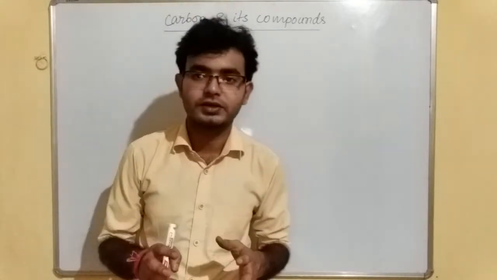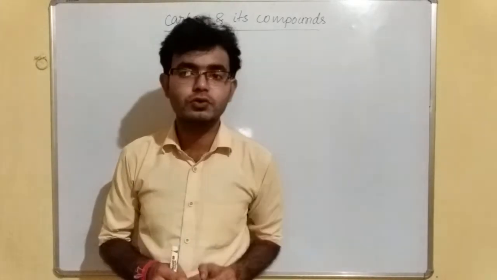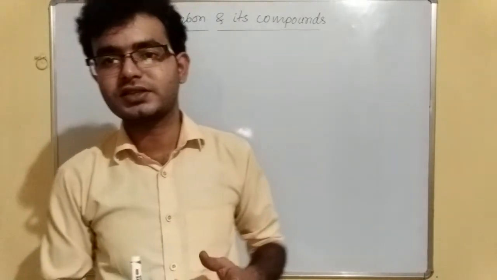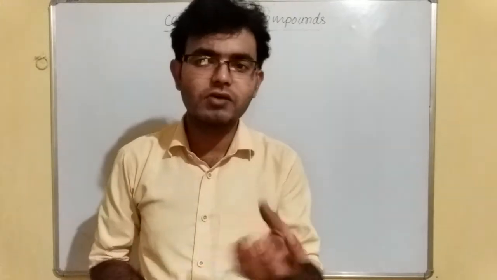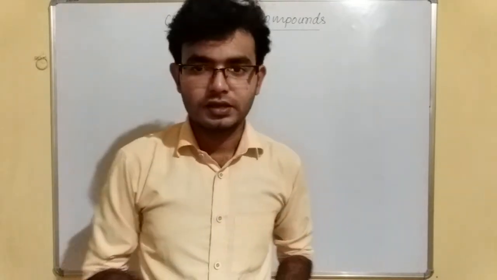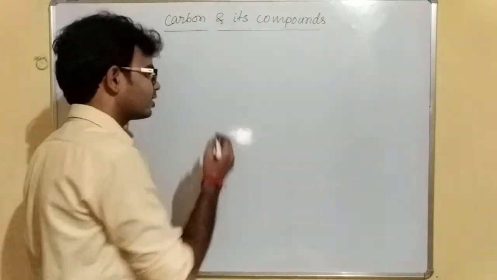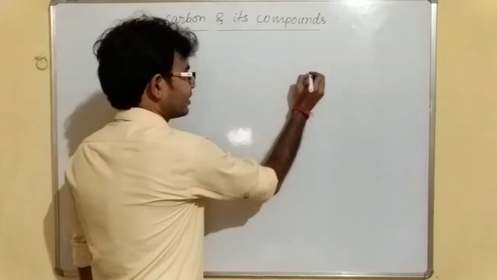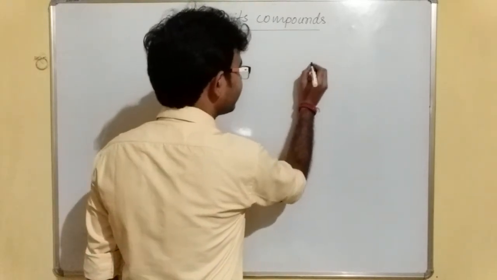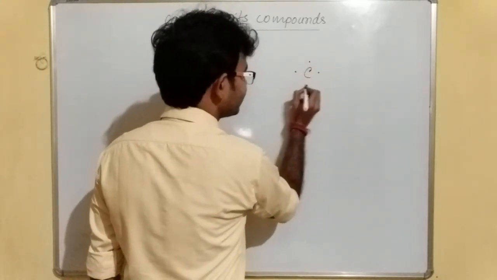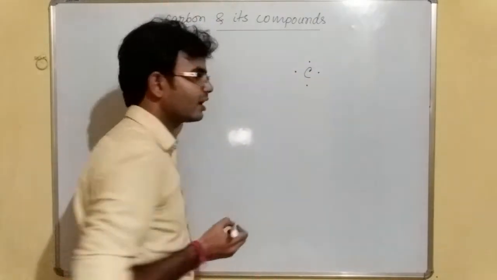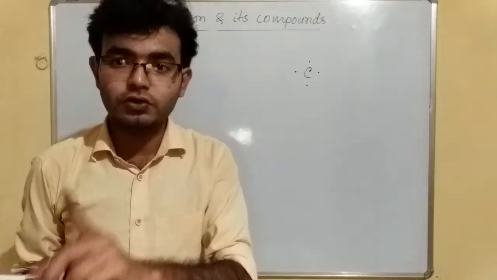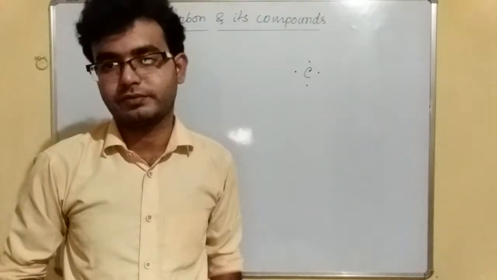But the problem is that the carbon cannot lose electrons, and it cannot gain electrons. So the question is how carbon will fill its octet. Now the second option for carbon, and actually the only option for carbon, is that carbon can share its 4 valence electrons with another atom.